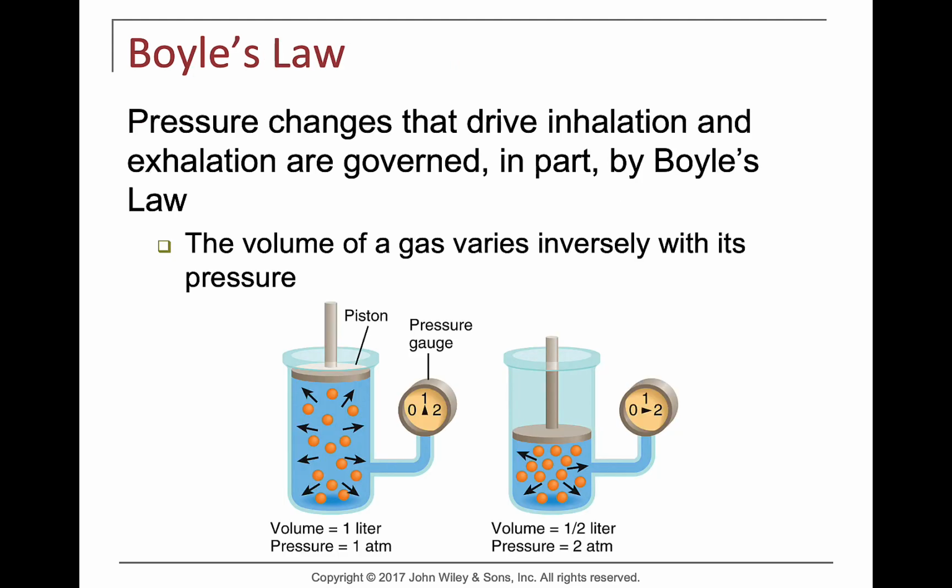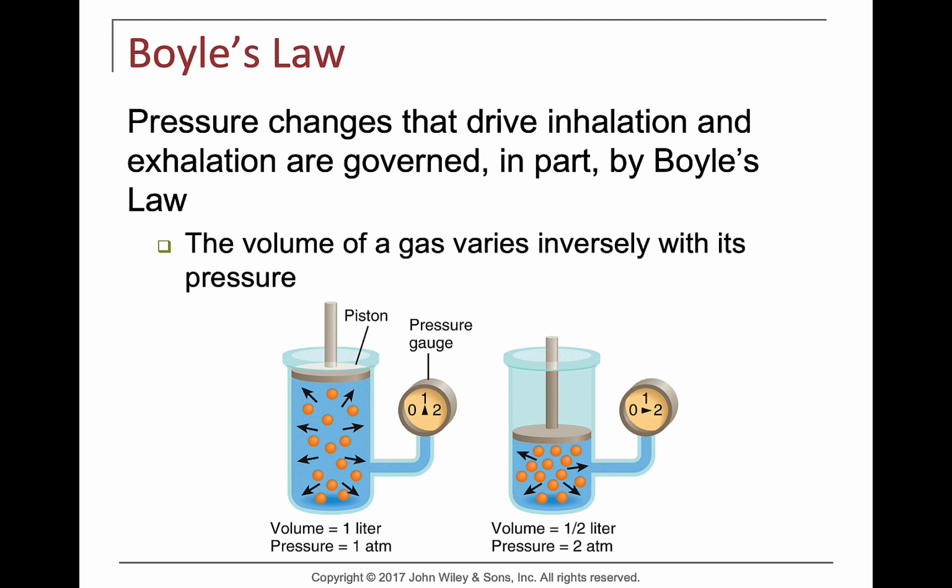So when we relate pressure and volume, the only way we're going to get pressure changes within the lungs, so that air will flow in and out based on that change of air flowing from high to low pressure, is to change the volume. So Boyle's law describes the relationship between pressure and volume, and that says that the volume of gas varies inversely with its pressure. And that means that if the volume goes up, the pressure goes down, and if the volume goes down, the pressure goes up.